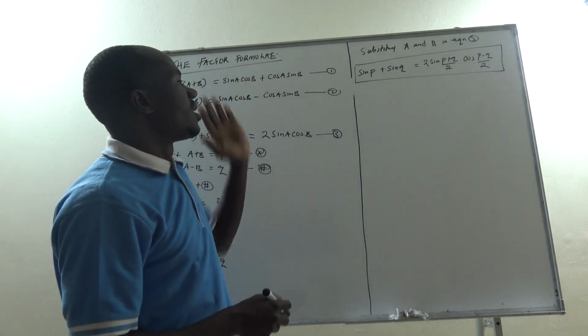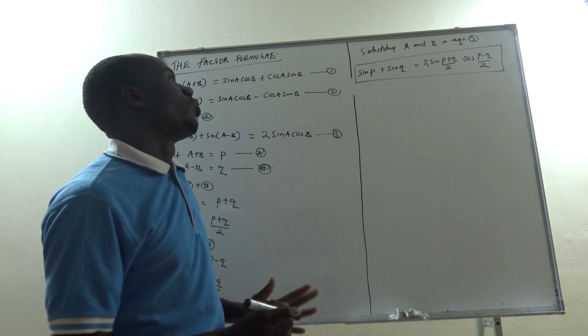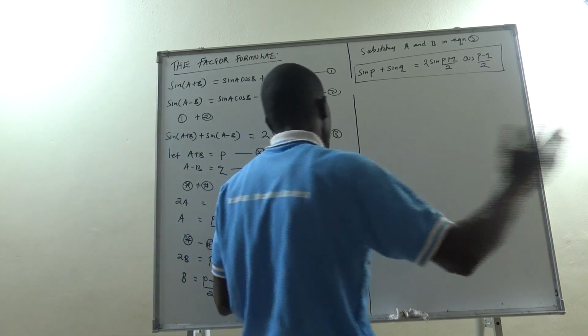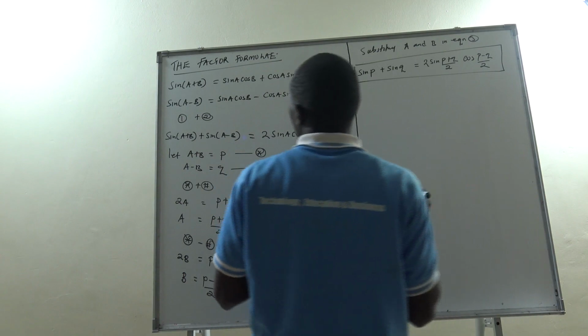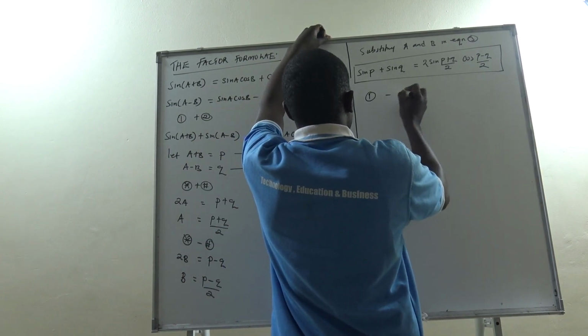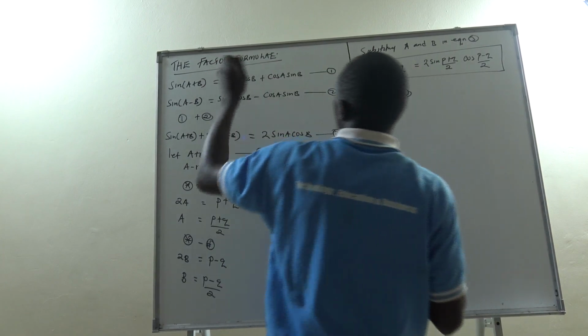So if you see sin p plus sin q, or sin a plus sin b, it is 2 sin cos: 2 sin of the plus half, and cos of the minus half. Then what if I say equation 1 minus 2? We subtract 1 and 2.